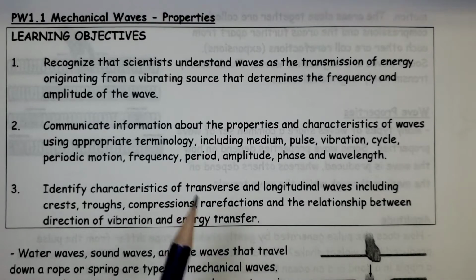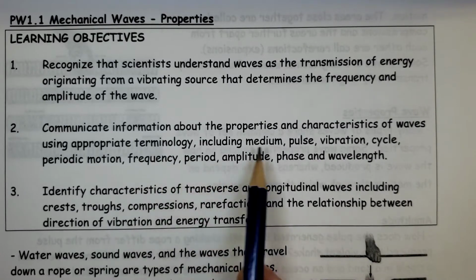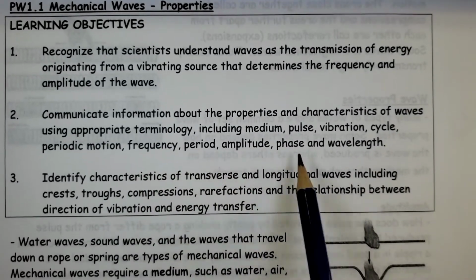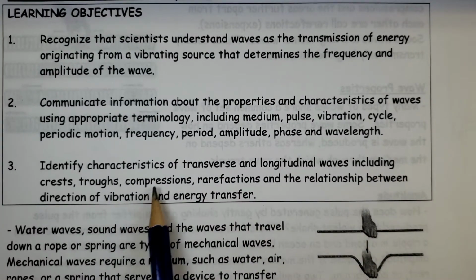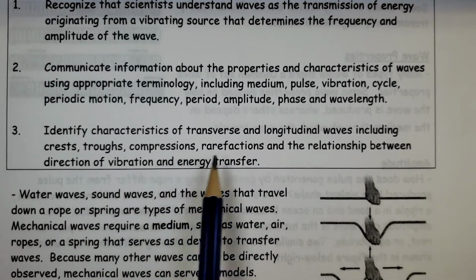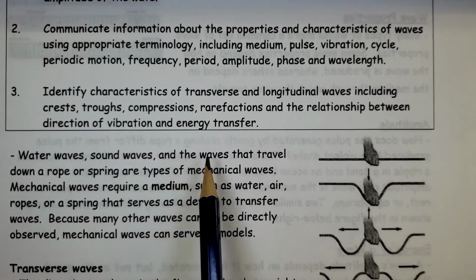Number 2, communicate information about the properties and characteristics of waves using appropriate terminology, including medium, pulse, vibration, cycle, periodic motion, frequency, period, amplitude, phase, and wavelength. So there's some of the terminology we'll be looking at. Then identifying characteristics of transverse and longitudinal waves, including crests, troughs, compressions, rarefactions, and the relationship between the direction of the vibration and energy transfer.